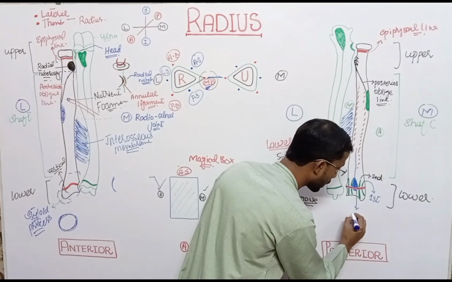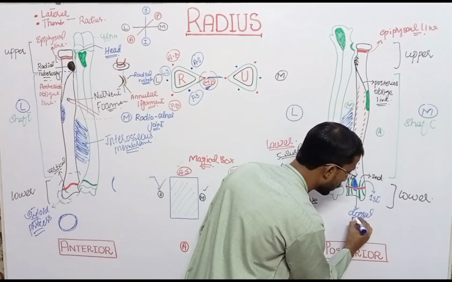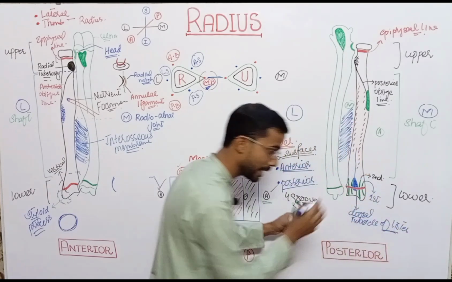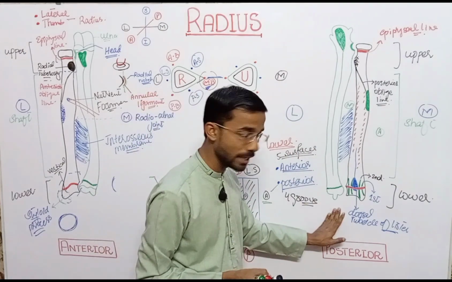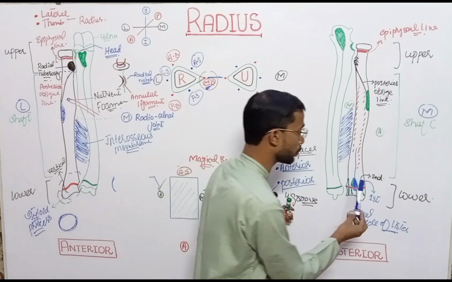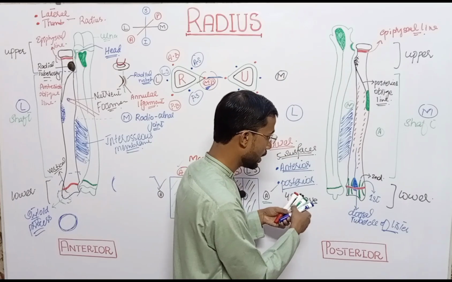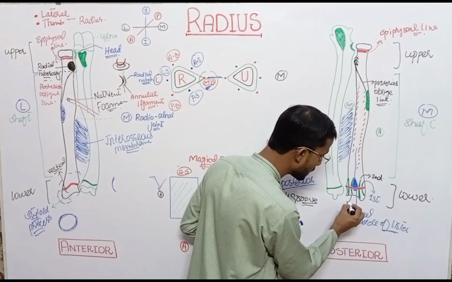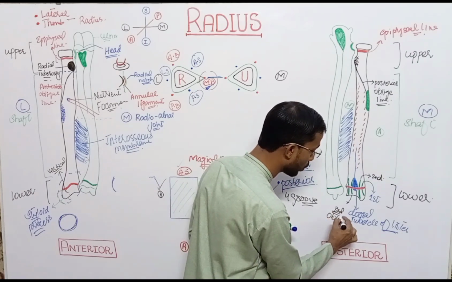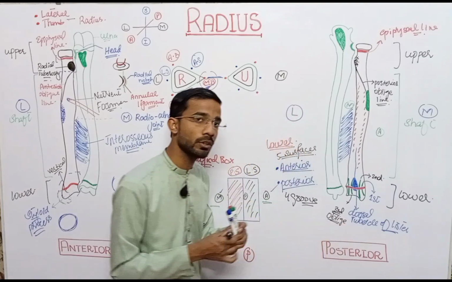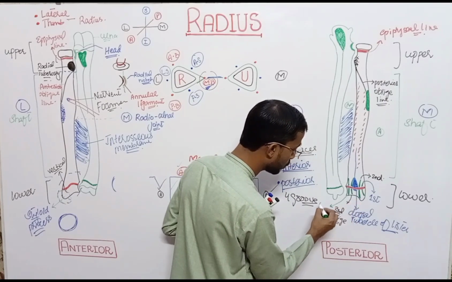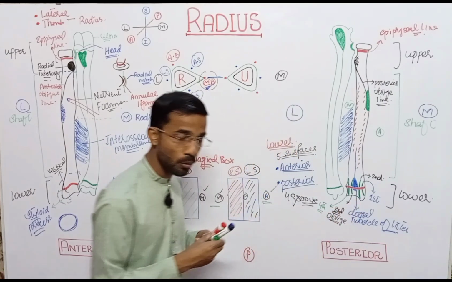You will see the dorsal tubercle of Lister. There is a tubercle which is present at the posterior side, and on both sides of the tubercle you will see two grooves, the first and second grooves. And here you will see the third groove, which can also be called the oblique groove. And last is the fourth groove. So here are basically the 4 grooves.